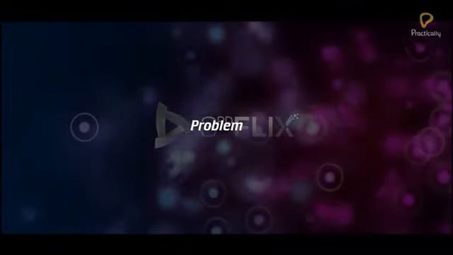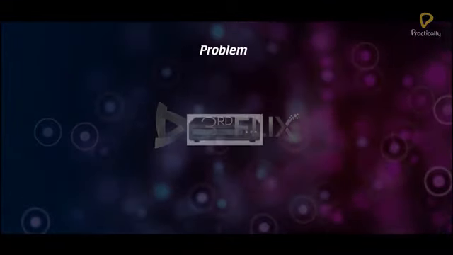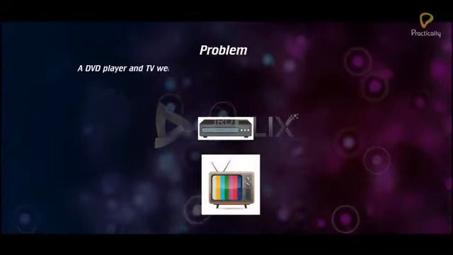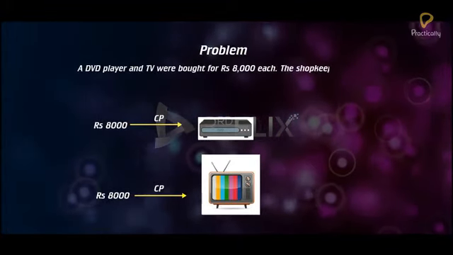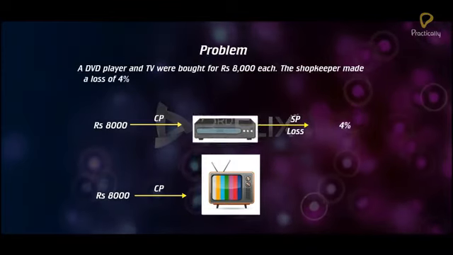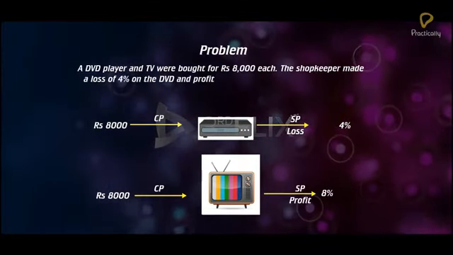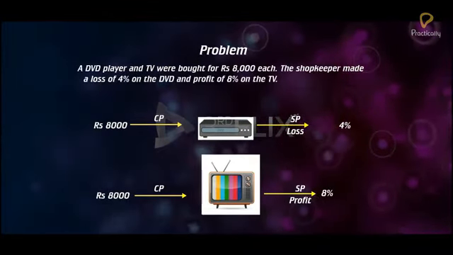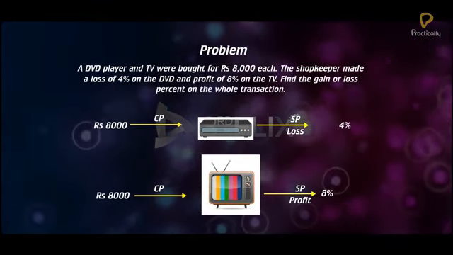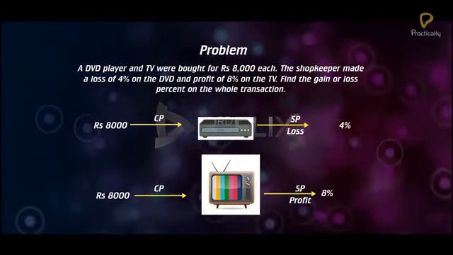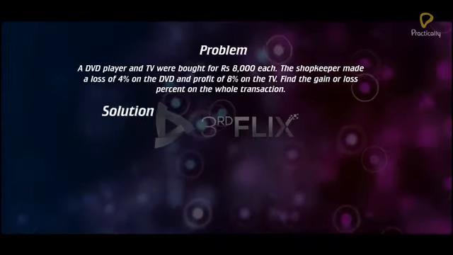Problem. A DVD player and TV were bought for rupees 8,000 each. The shopkeeper made a loss of 4% on the DVD, and profit of 8% on the TV. Find the gain or loss percent on the whole transaction. Solution.